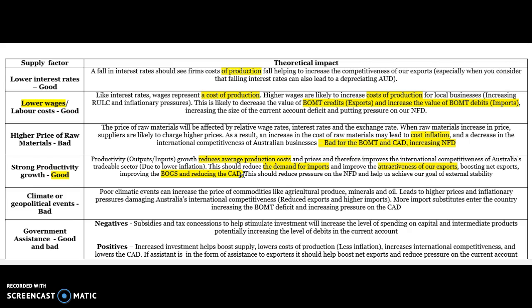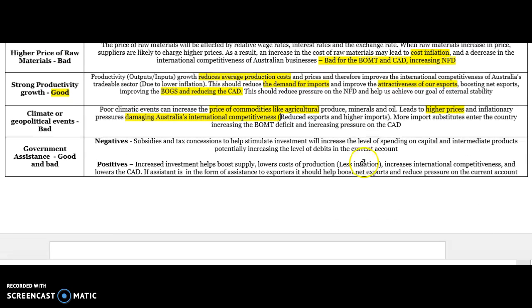Climatic or geopolitical events are bad because poor climatic conditions can increase the price of commodities and agriculture, leading to higher prices and inflation, and therefore reduced international competitiveness, less exports, more imports. Government assistance, to finish off, is generally good in the sense that if the assistance leads to lower costs of production, that can boost our international competitiveness. So if we give subsidies to workers, that can help businesses in the sense that it keeps our production costs lower.